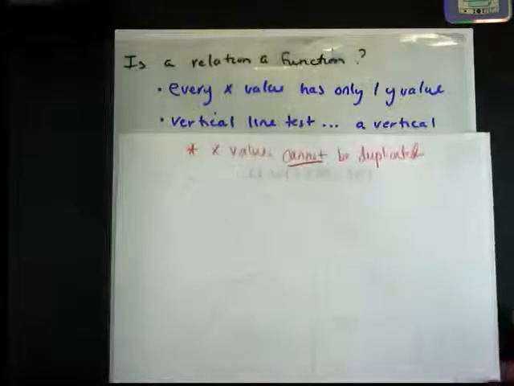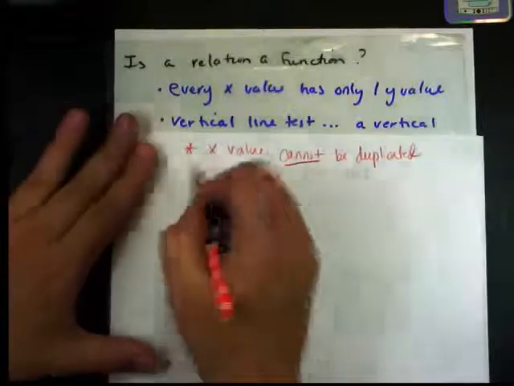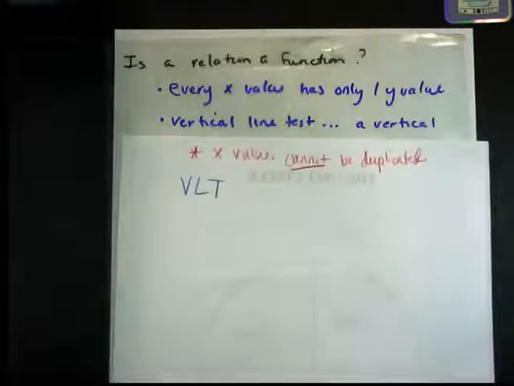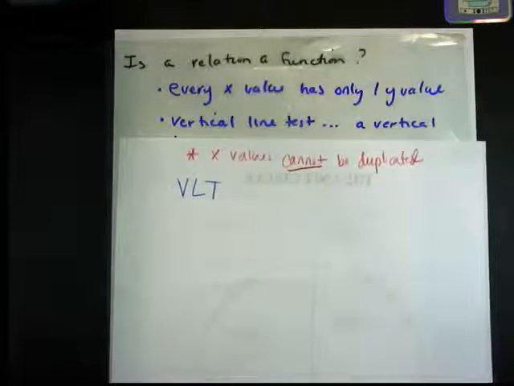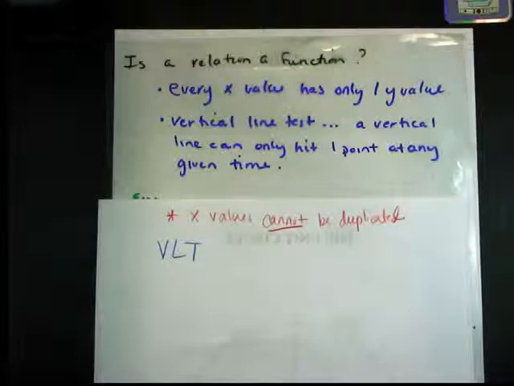The next thing that we could do is look at it graphically. We could run what's called a vertical line test. And you'll be able to abbreviate that because you'll be asked, is it a function and why? You can use vertical line test, VLT, as a shorthand. The vertical line test says that if you run a vertical line over a picture, it can only hit the picture or the graph at any one point at any given time.